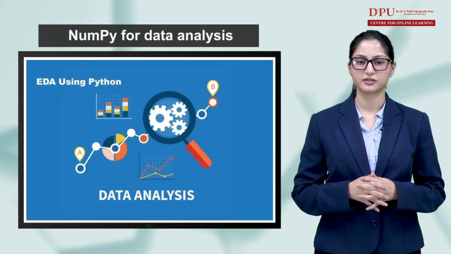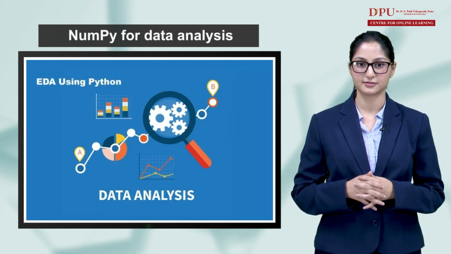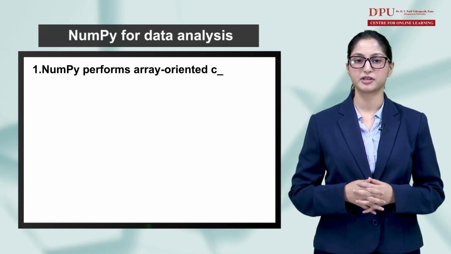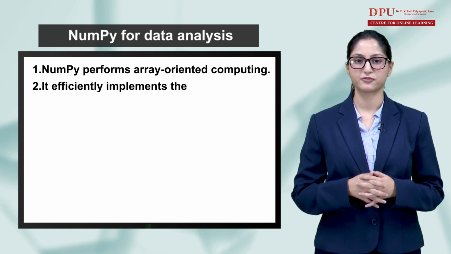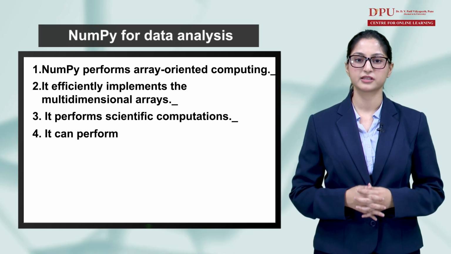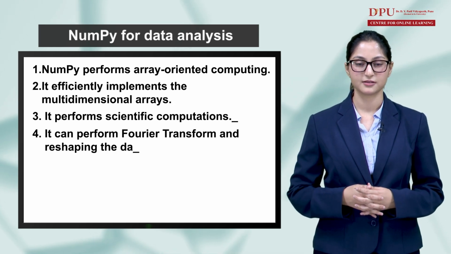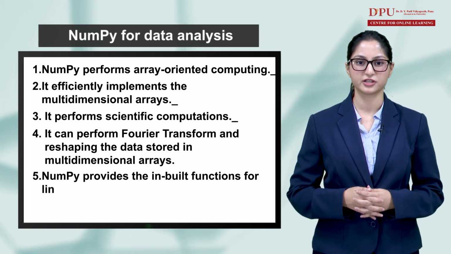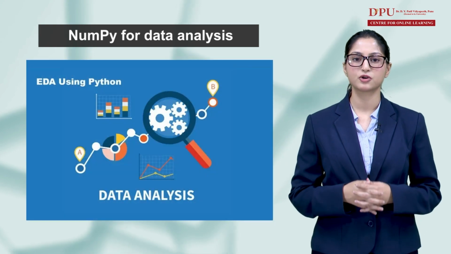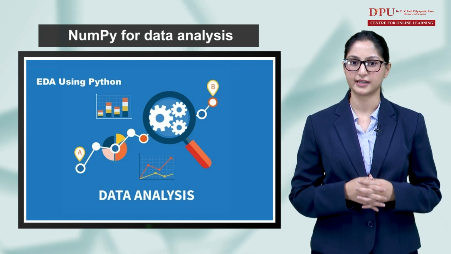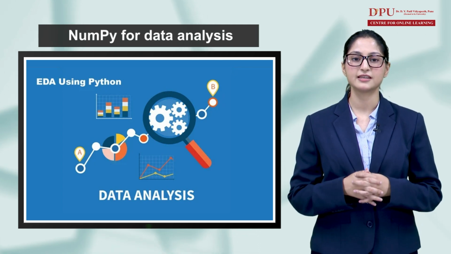There are the following advantages of using NumPy for data analysis. NumPy performs array-oriented computing. It efficiently implements multidimensional arrays. It performs scientific computations. It can perform Fourier transform and reshaping of the data stored in multidimensional arrays. NumPy provides inbuilt functions for linear algebra and random number generation. Nowadays, NumPy in combination with SciPy and Matplotlib is used as a replacement for MATLAB, as Python is a more complete and easier programming language than MATLAB.